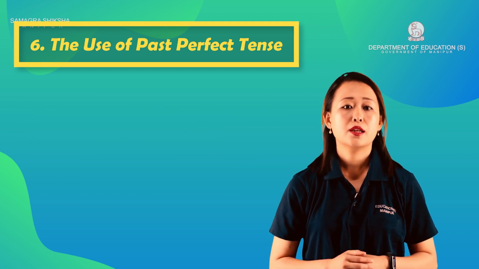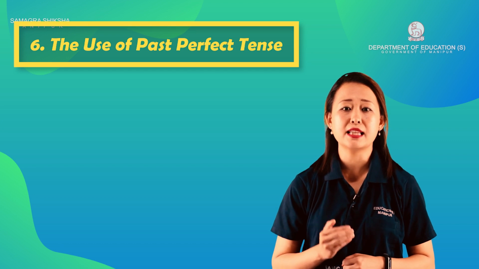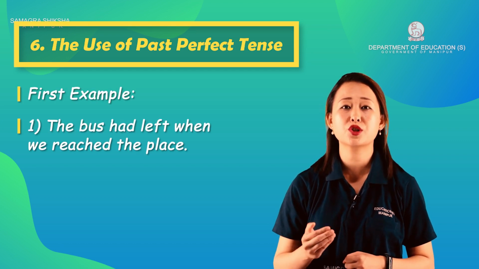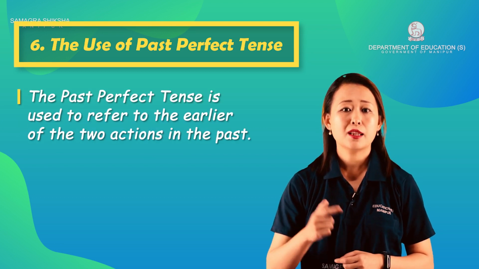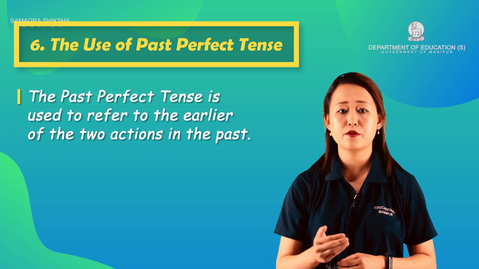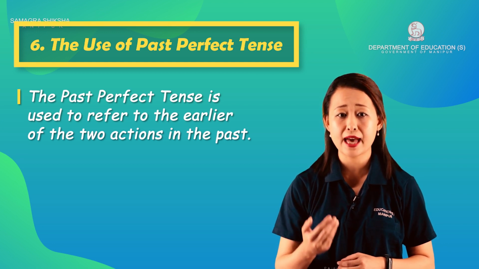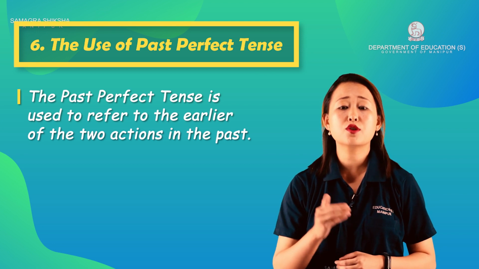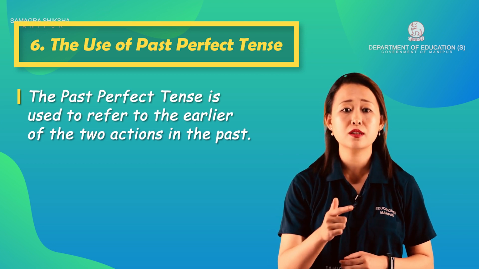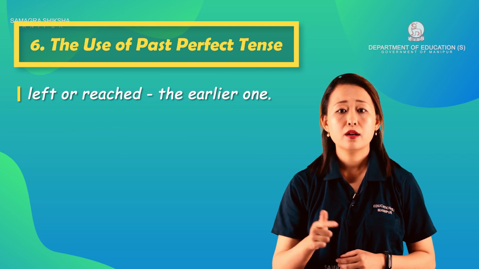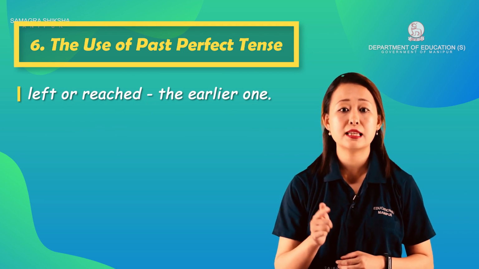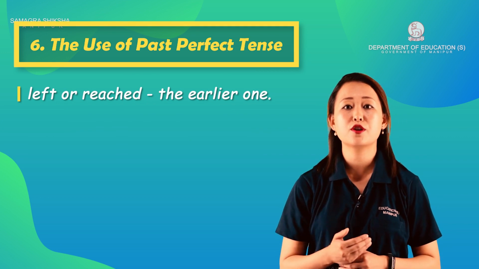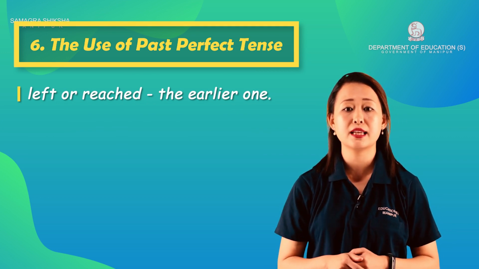Number 6, the use of past perfect tense. Examples, the bus had left when we reached the place. Here, the past perfect tense is used to refer to the earlier of the two actions in the past. It shows which of the two actions in the past, the action left or reached, which one is the earlier one? So, the past perfect tense is used to refer to the earlier of the two actions in the past.